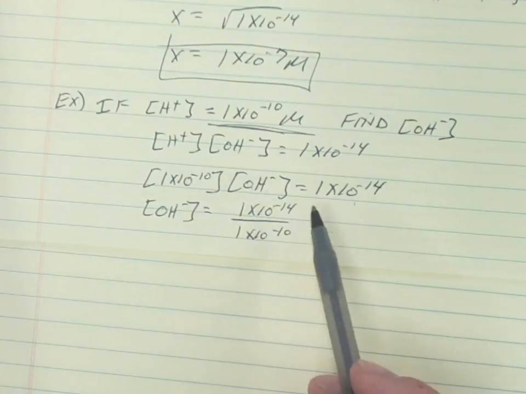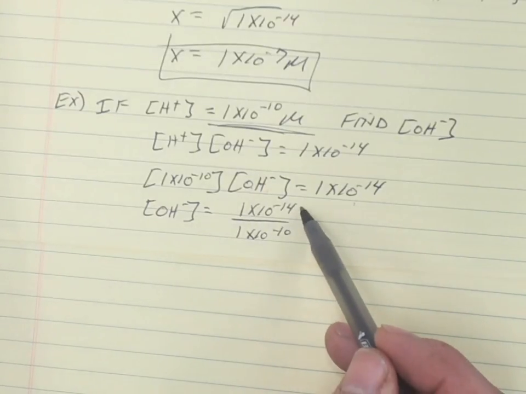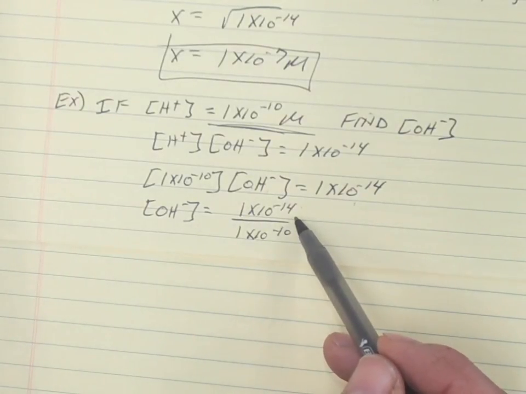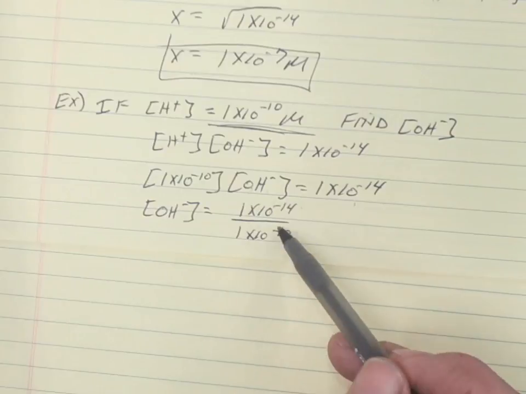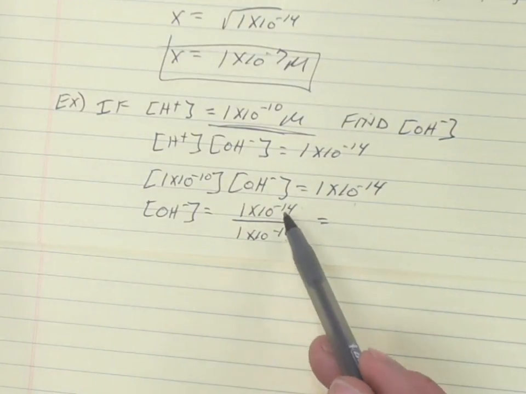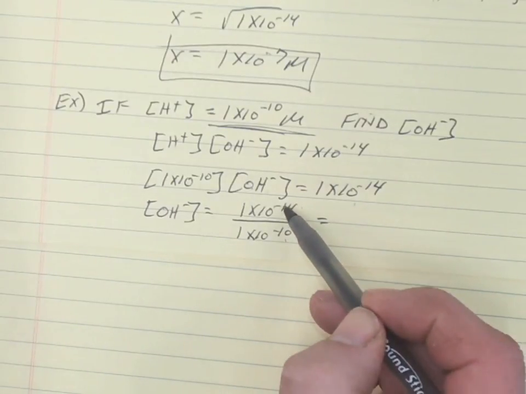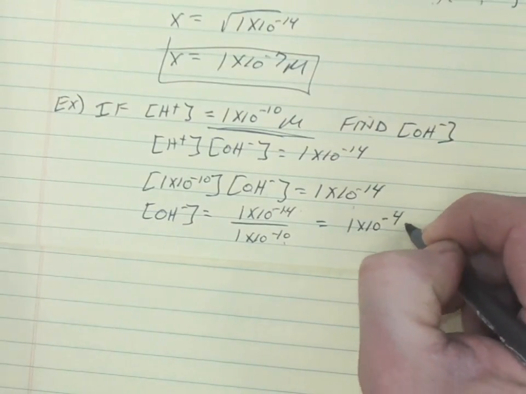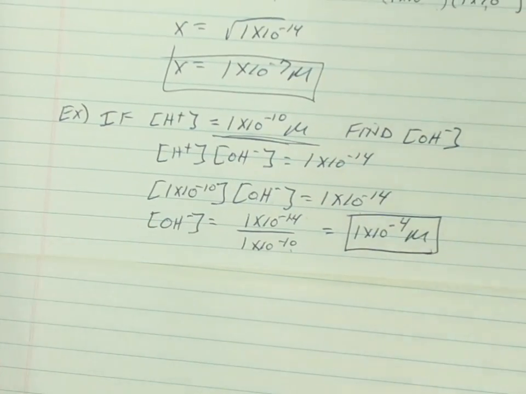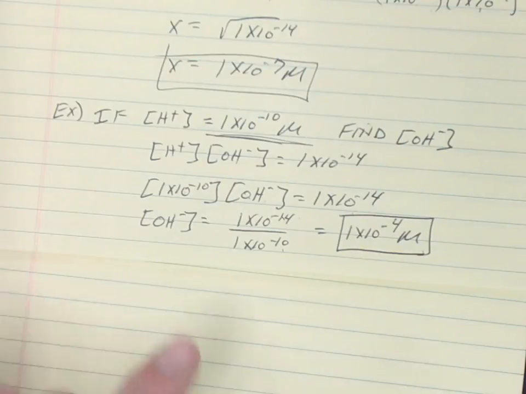And here's a beautiful thing. When you have a base of 1, it makes it really easy because now you're going to take negative 14 minus 10. Why is it minus a minus? Because you're dividing. So you take your negative exponent on the top, minus a minus, and you will get 1 times 10 to the negative 4th molar, Zoe. And that is equal to the concentration of the other species in this equation, which is OH negative. So you can always find one if you know the other.